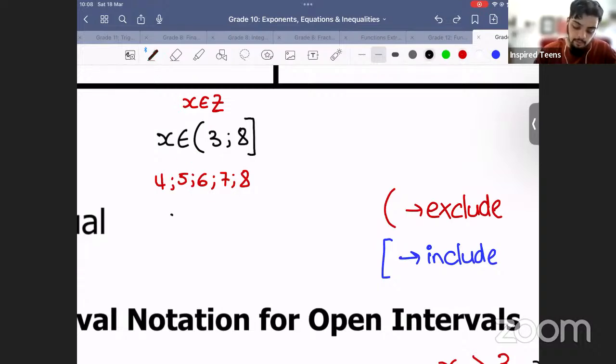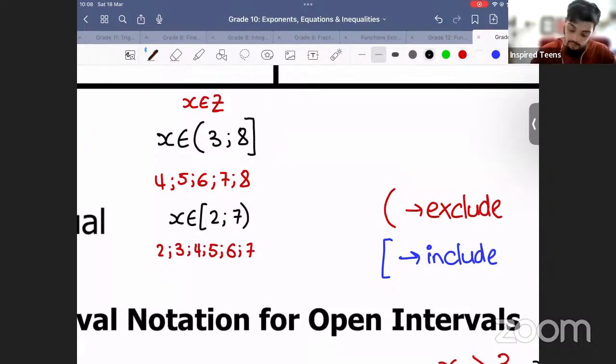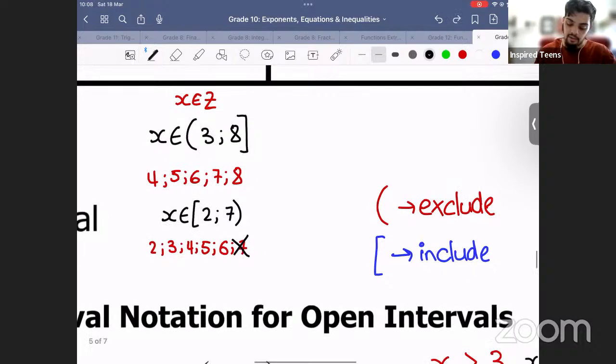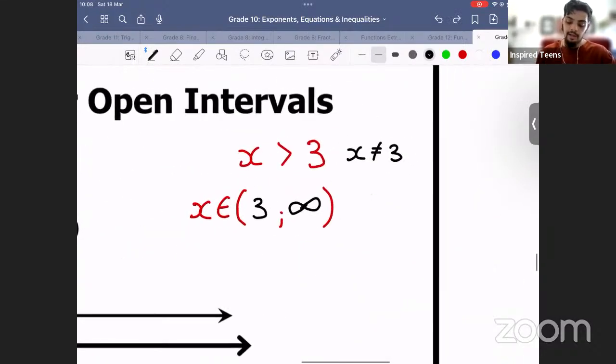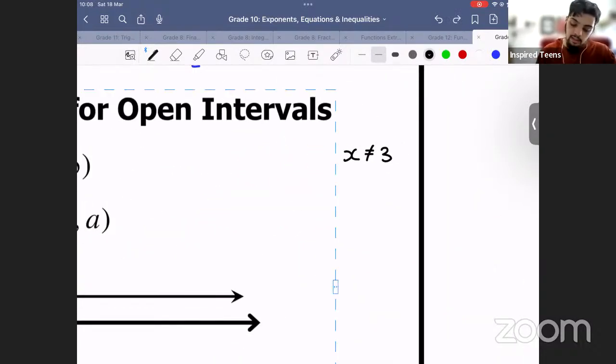Let's do one more. Let's do x is an element of 2 to 7. Which values fit in this interval? I will start at 2 because 2 is included. 3, 4, 5, 6, 7. As many of you might have thought, you don't include 7 because it clearly says excluded. You stop at 6. So that's what the interval means, include, exclude. Now that we're all caught up, we can understand.